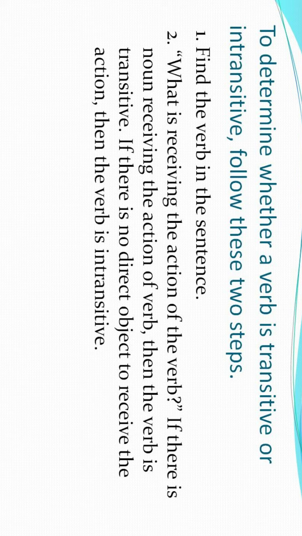So what you have to do is find the verb and ask a question: what is receiving the action of the verb? As you get the answer, if that is a noun, then that will be the direct object and that will lie under the transitive verb. If there is no direct object, that will lie under the intransitive verb.